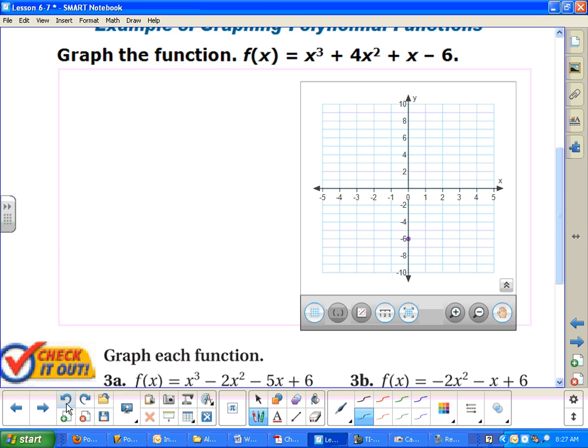This is an odd degree and a positive leading coefficient, so it's got to start down here somewhere, and it's got to end up there somewhere. Do we know where exactly? Not right at the moment, we don't. So let's go ahead and graph this. Put this on your calculator.